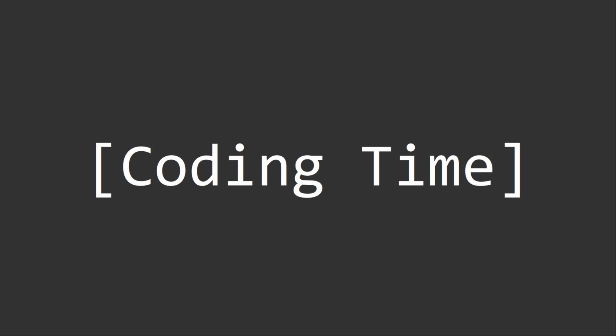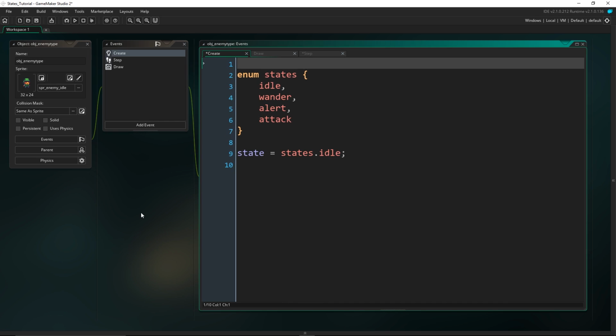So we're going to jump into GameMaker now, if you haven't already, and set up the state system using the enumerators that I described. So here is my project, and I just have an object called obj_enemy_type right here. And I'm not going to go through everything in this project because this video is more about concepts than anything, but I'll explain everything as we go.